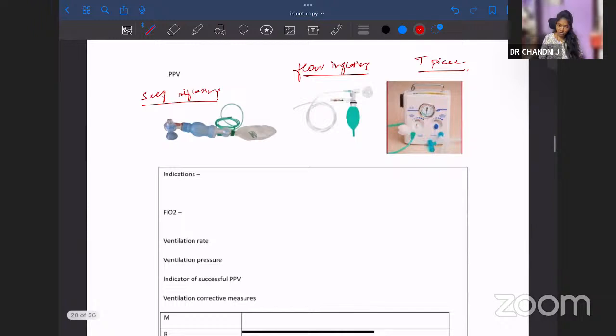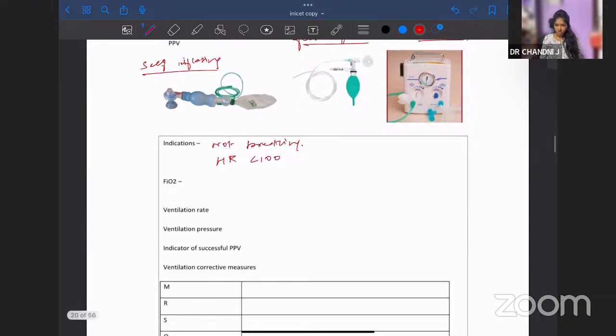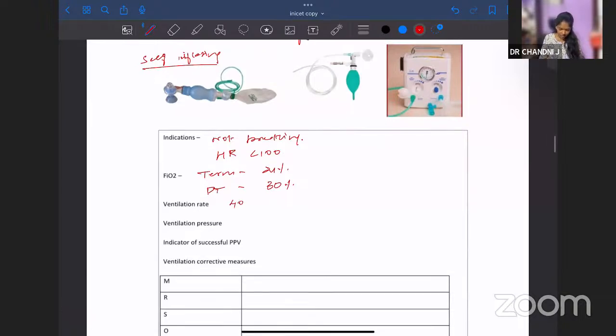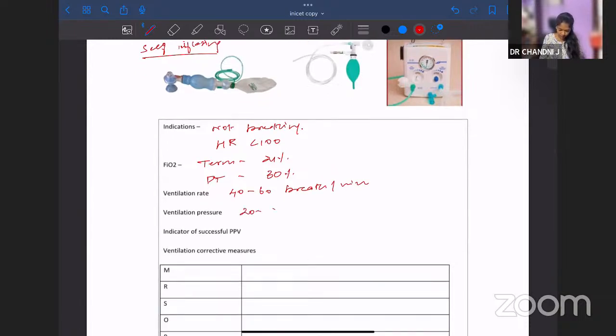So what is the indication for positive pressure ventilation? Baby not crying, not taking a breath, not breathing, or when heart rate is less than 100, you give positive pressure ventilation. What is the FiO2 you prefer here? For term babies, you start with 21%. For preterm babies, you start with 30% FiO2. Ventilation rate, 40 to 60 breaths per minute. Ventilation pressure, 20 to 25 centimeters of water.